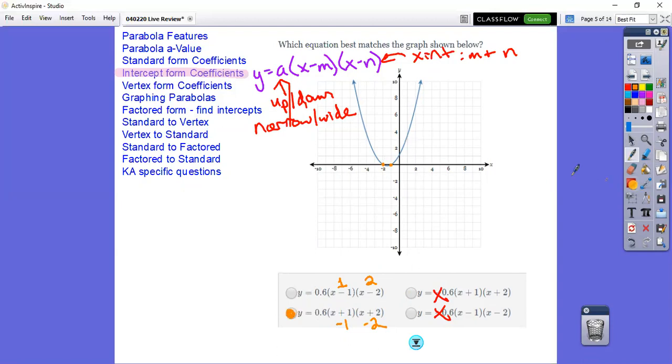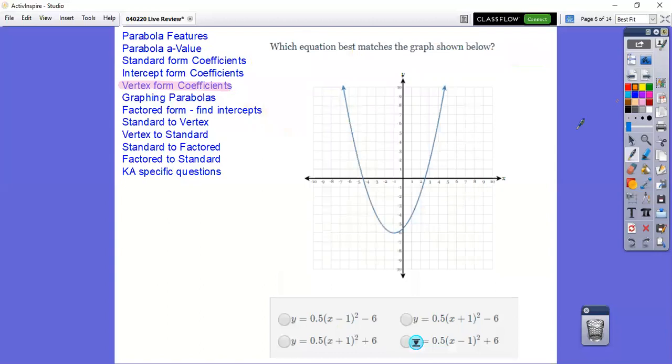Okay. So again, what I am highlighting from this is what's up here, and then I applied it to a problem with what's down here. Vertex form coefficients. So which equation best matches the graph below? Again, what I'm looking at here is I have a bunch of vertex form equations, and what matches up with this one. All of my a values are actually the same. So that's not going to come into effect here, but we're going to see some other stuff here.